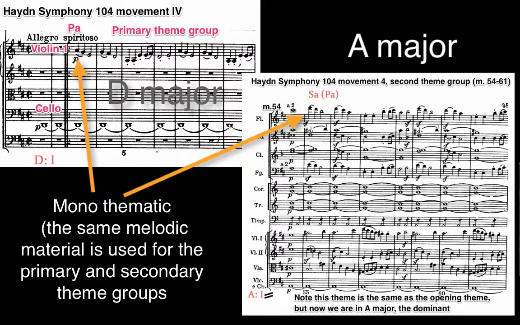The music is still classified as a sonata because the composer begins in the tonic and then moves to a contrasting tonal area for the second theme group. Here's an example of a Haydn symphony where you can see the primary theme and the secondary theme and how they're very similar but in two different keys.